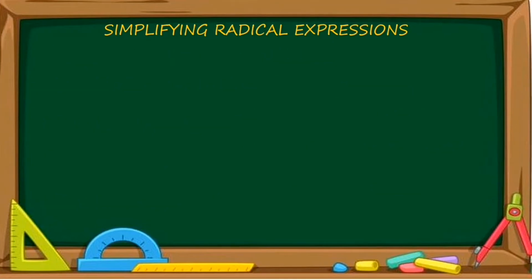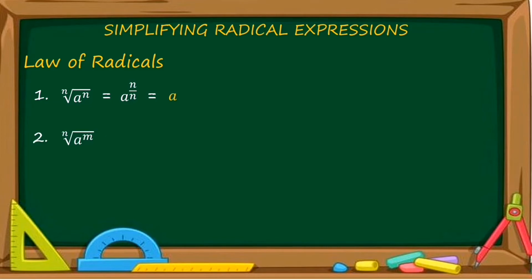In simplifying radical expressions, we are guided by the following laws of radicals. Number 1, the nth root of a raised to n is equal to a raised to n over n, or simply, it is equal to a. Then, number 2, the nth root of a raised to m is equal to a raised to m over n. Then, number 3, we have the nth root of a times the nth root of b, which is equal to the nth root of a times b.